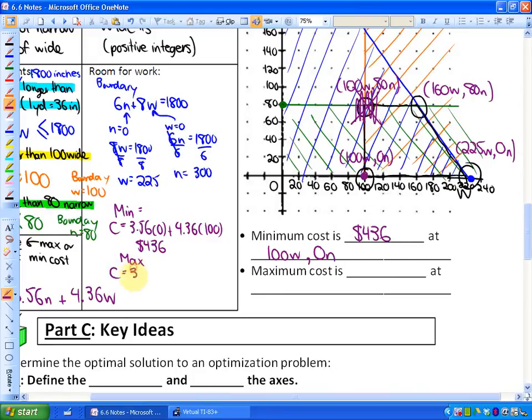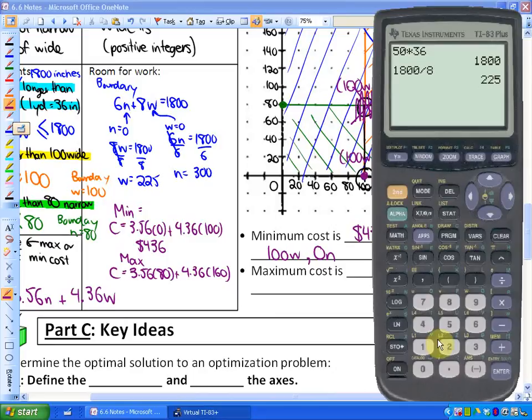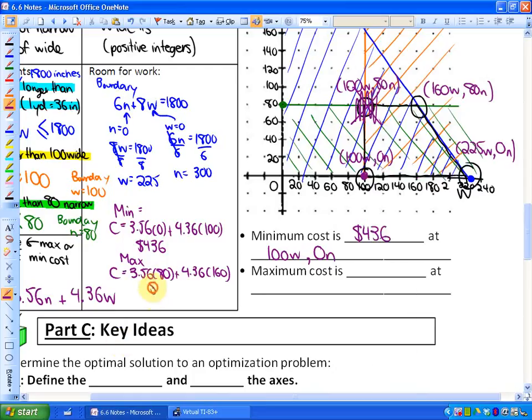So that would be 3.56 times 80 plus 4.36 times 160. Let me just do this in one step, but you want to be careful to use your brackets. So 3.56 times 80 plus 4.36 times 160. That would be a cost of $982.40.